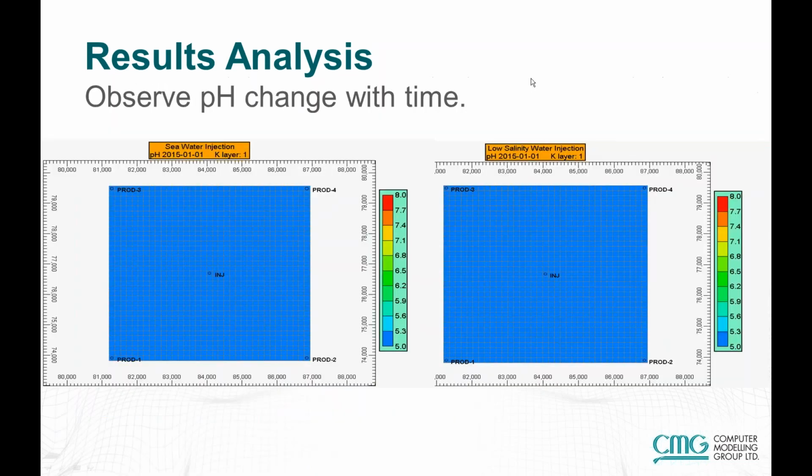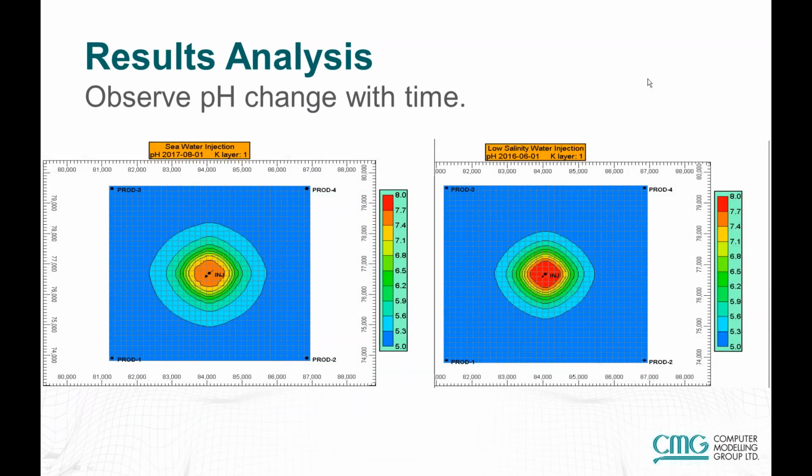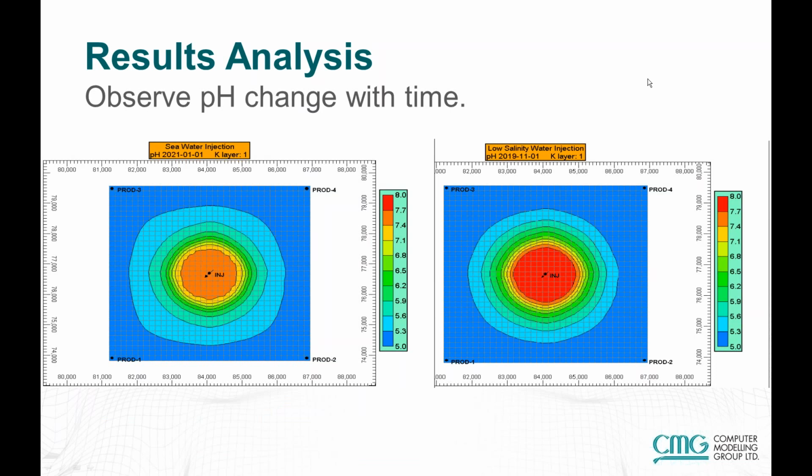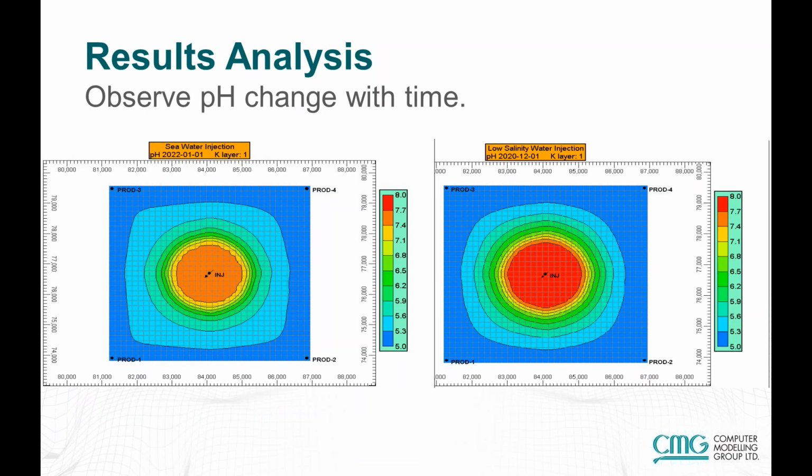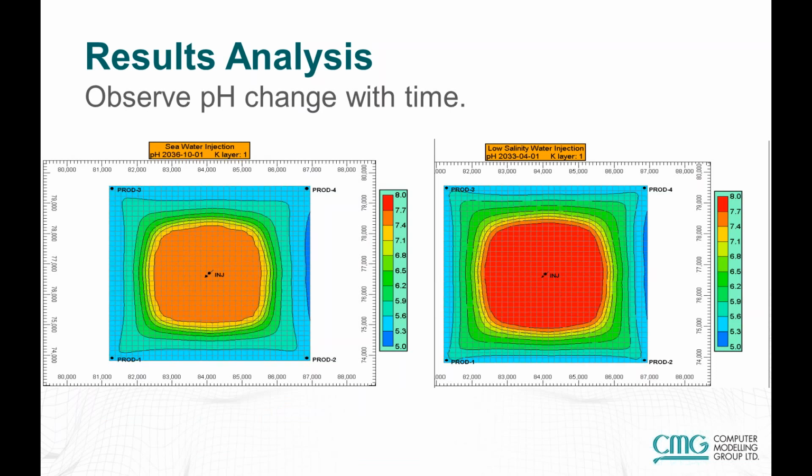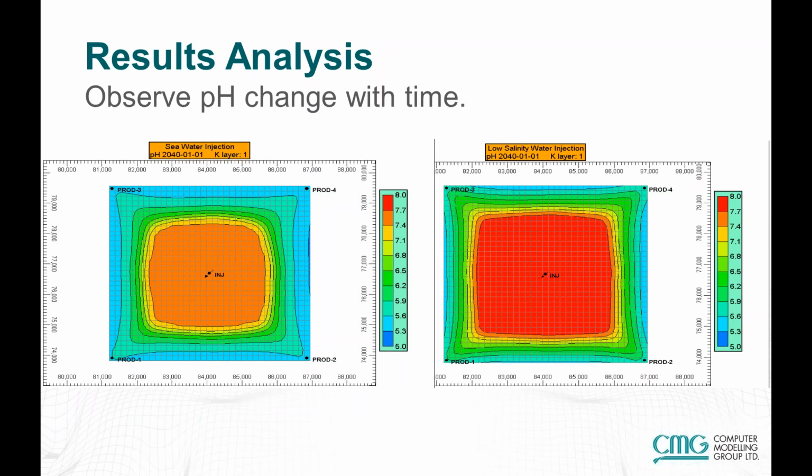Now, if we look at the pH changes with time, there's two movies here we can look at. The one on the left is seawater, one on the right is low salinity, so I'll just start the movies. So we can see that in the seawater case, the pH is lower, so we have our higher pH with low salinity water. We can also see that the pH changes occur over a fairly large area.